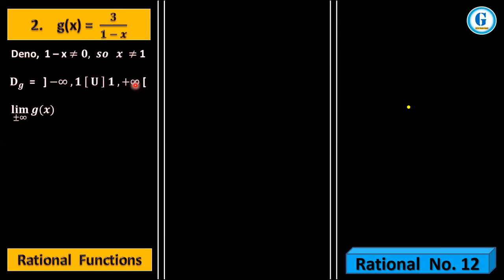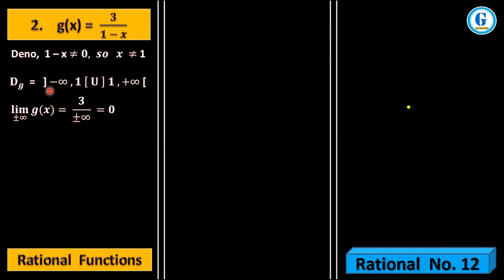And now we can get the limit as x tends to positive or negative infinity. We already mentioned that the limit was going to be equal to 0, right? So you just substitute negative infinity here. You have 3 over 1 minus negative infinity. That's 3 over positive infinity, which is 0. You substitute positive infinity, you are going to have the same thing. So we combine these 2 limits.